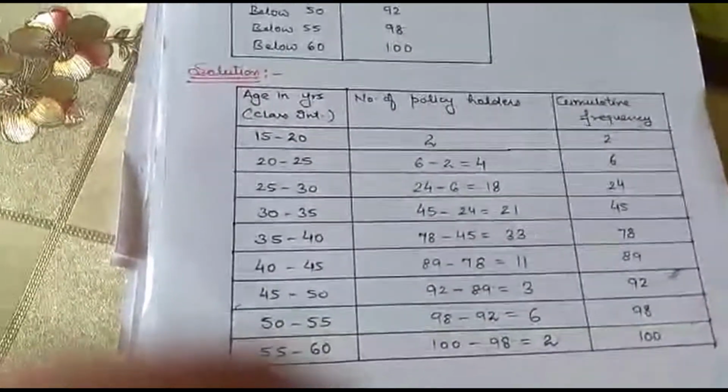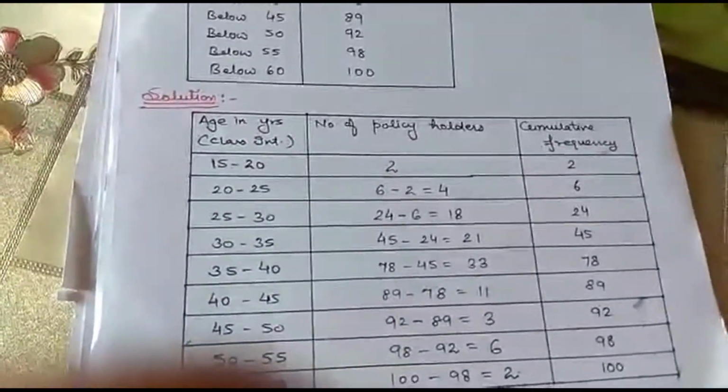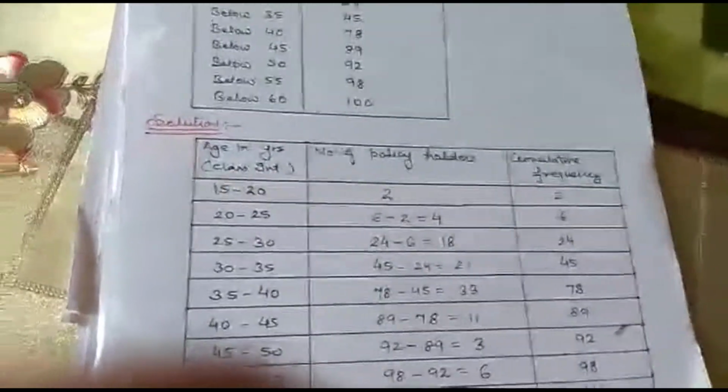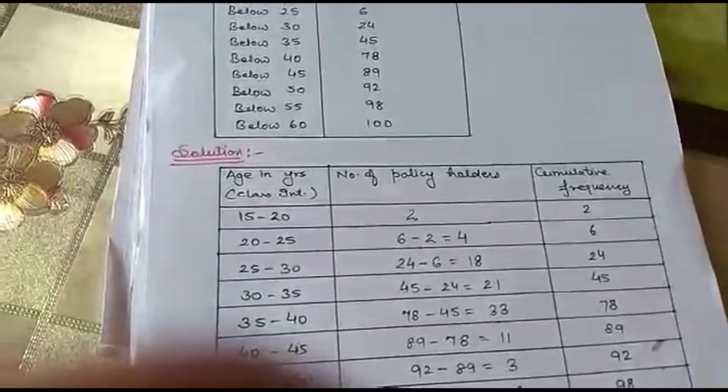So in this way, we can convert the given less than type data into a group frequency distribution table, and then we can find the median by the method we have used in our earlier question. Next, we will discuss a Hodge question on median.